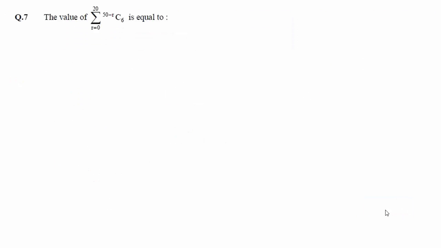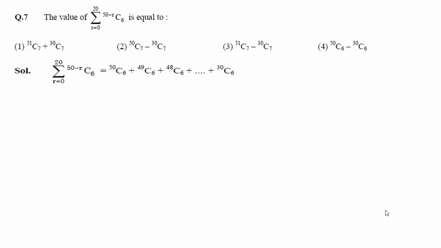Question 7. The value of the sum over r from 0 to 20 of (50 minus r)C6 is equal to. Options: Option 1, 51C7 plus 30C7. Option 2, 50C7 minus 30C7. Option 3, 51C7 minus 30C7. Option 4, 50C6 minus 30C6.